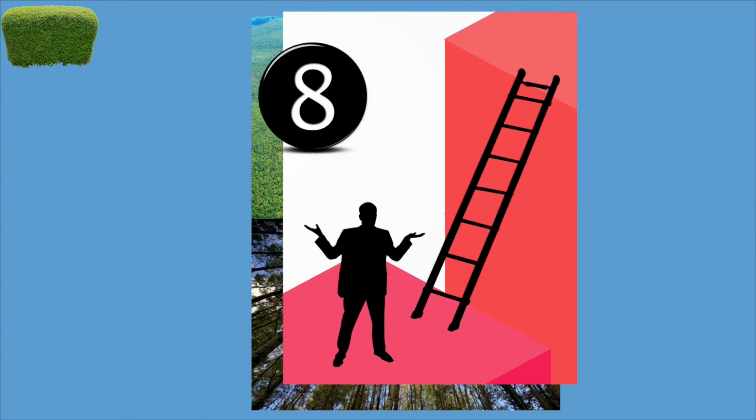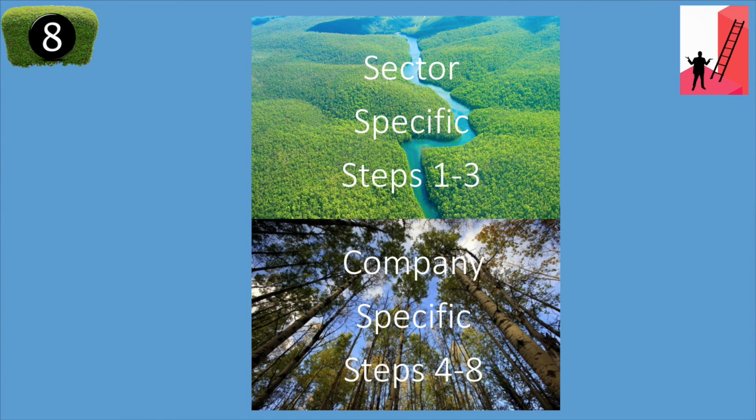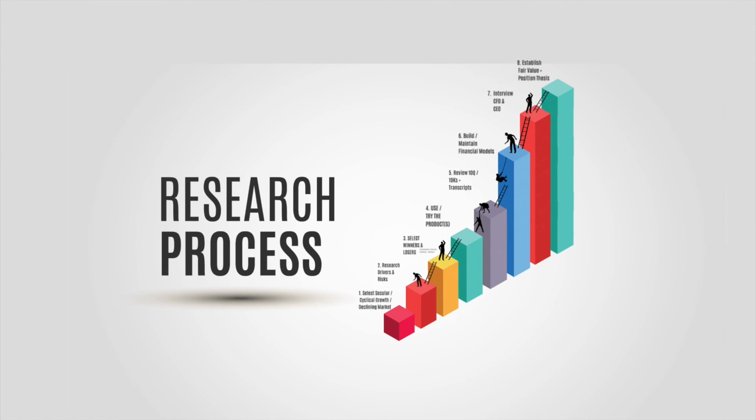The first couple steps, steps 1 to 3, are sector-specific steps, top down. And then steps 4 to 8 are company-specific steps. That's bottoms-up analysis. I'm going to run through all this in great detail for you, and I'm going to give you a couple of templates you can take with you and complete yourself. Okay, cool. So here is the 8-step research process.